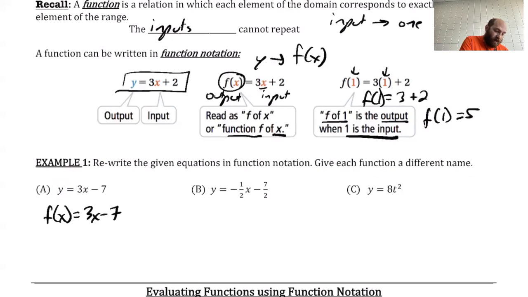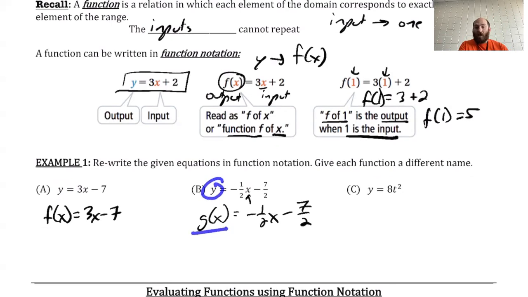In the second case, my input is still x here. So I'm just going to change it to a g. So I'm going to say g of x equals -1/2 x minus 7/2. And again, all I'm doing is swapping out this for this. X is still going to be my input, so it's still going to be g of x. For the next one, I'm going to go with h instead of f or g. So f, g, h, we'll go right in order there.